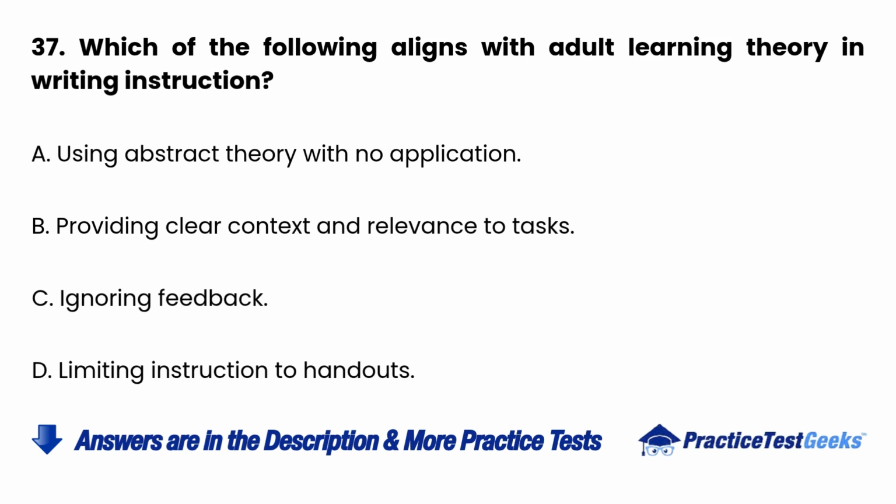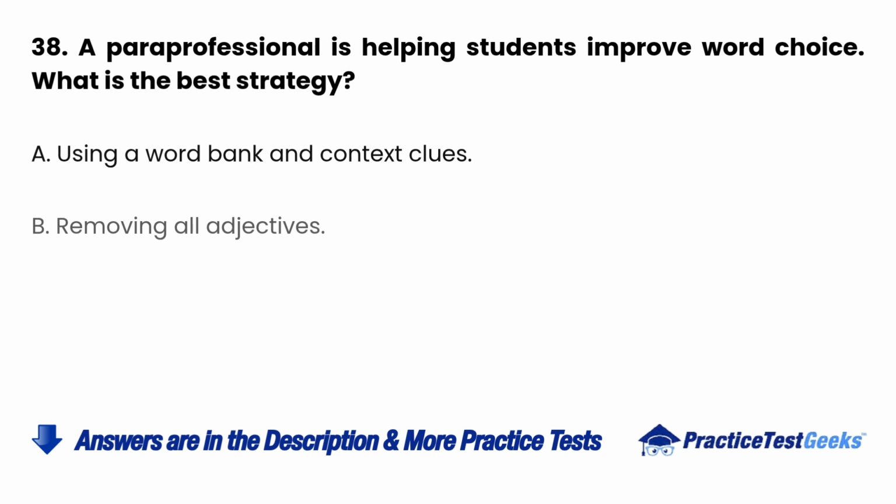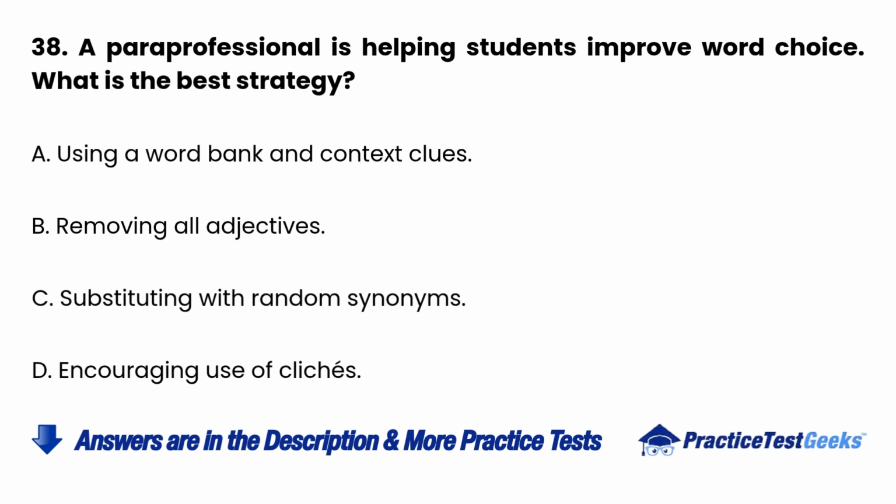37. Which of the following aligns with adult learning theory in writing instruction? A. Using abstract theory with no application. B. Providing clear context and relevance to tasks. C. Ignoring feedback. D. Limiting instruction to handouts.